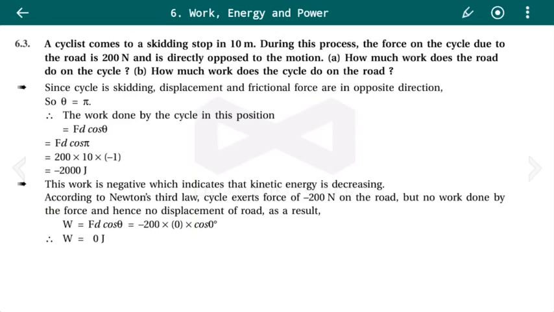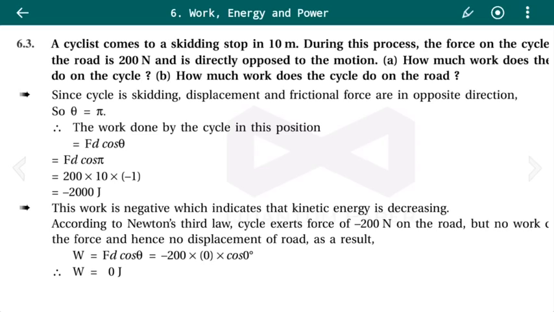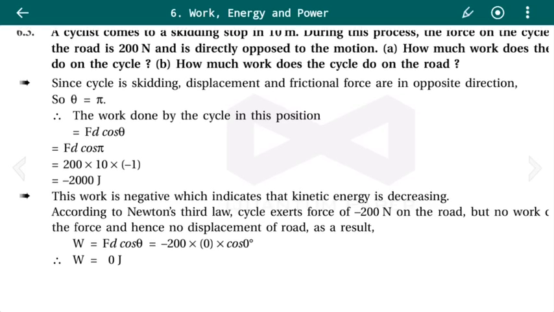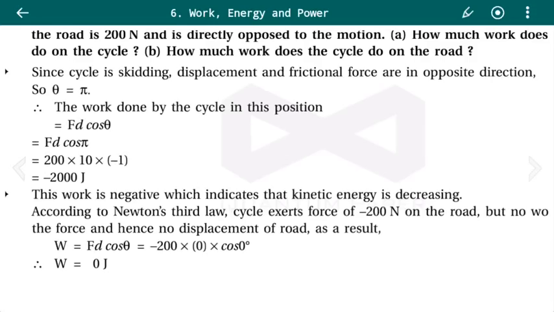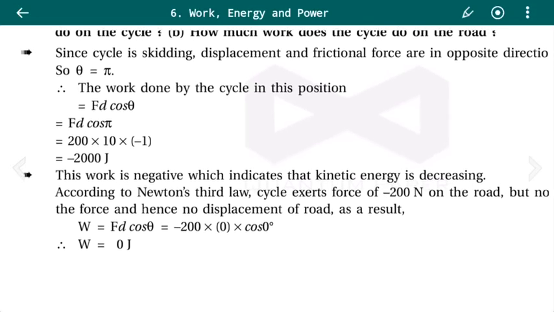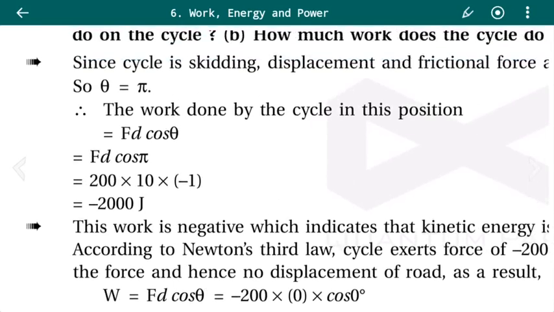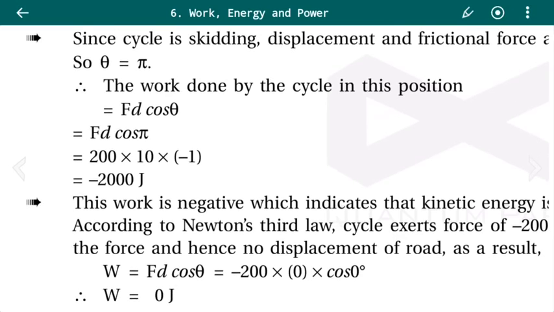We know that when any object is moving on the road, the frictional force is provided by the road on the object. So here the frictional force is provided by the road on the cycle and it is opposite to that of its motion, that is, opposite to its displacement. So here we can say theta equals pi. The work done by the cycle in this position is Fd cos theta. Here theta equals pi because the force and the displacement are both opposite. So its angle is 180 degree.